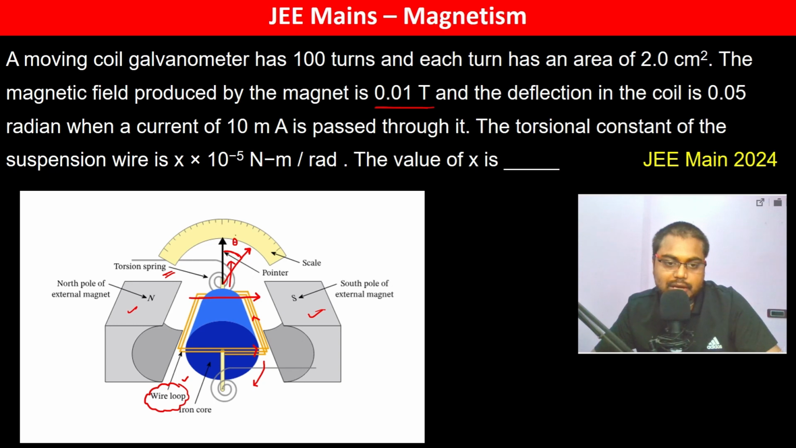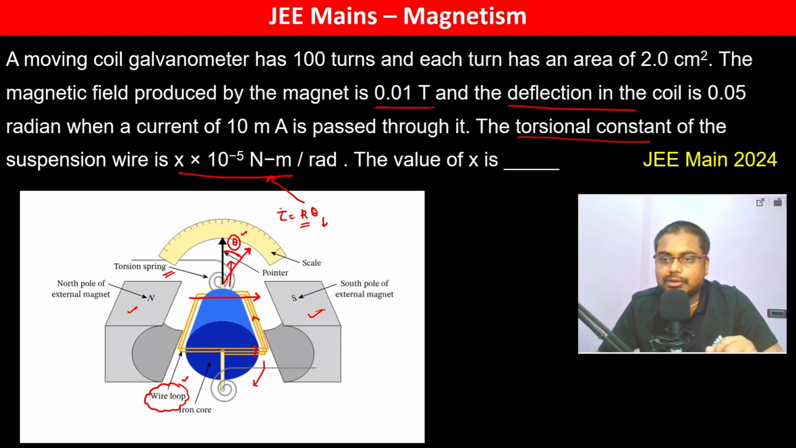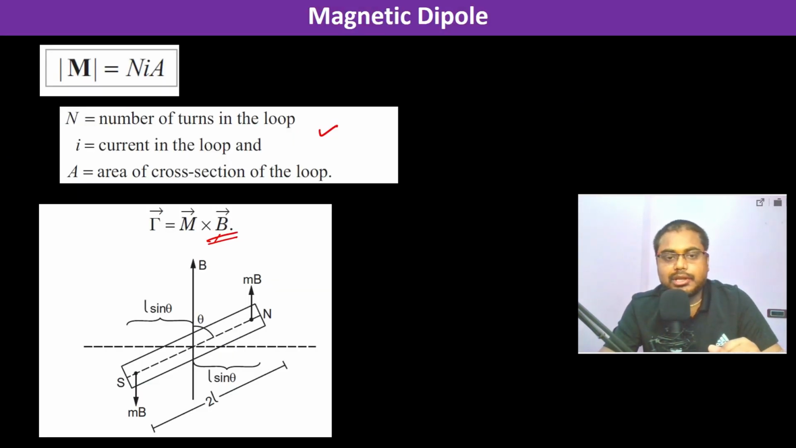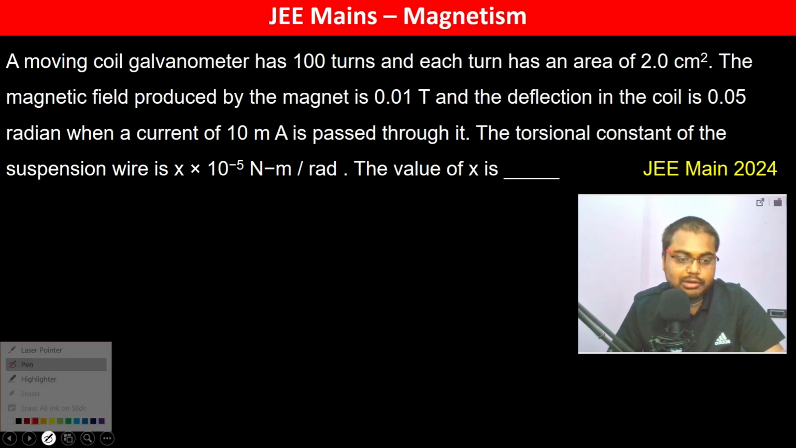there is a theta deflection, and this torsion spring's theta deflection also gives a torque which is equal to k into theta. Now what is k? K is the torsional constant which is mentioned. The torsional constant of the suspension wire is this much, and theta is the deflection. So the deflection of the coil is theta radians. Now let us solve this entire thing.